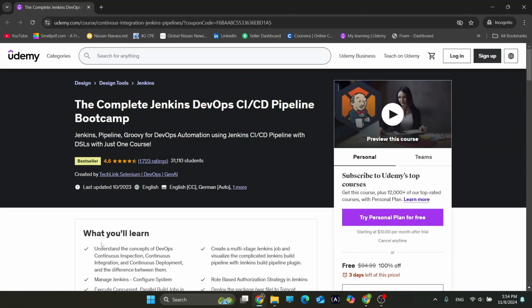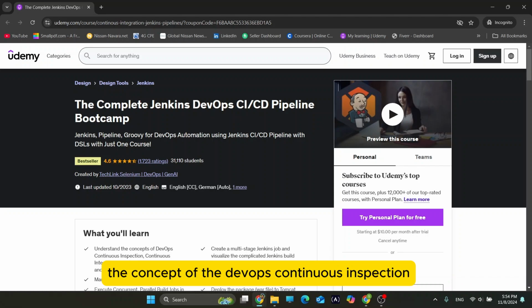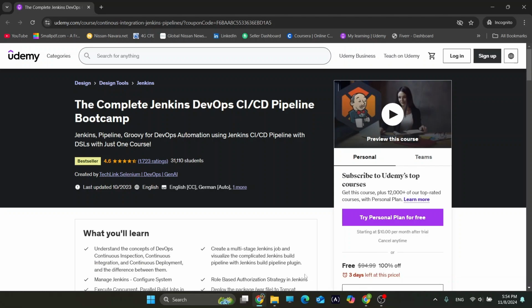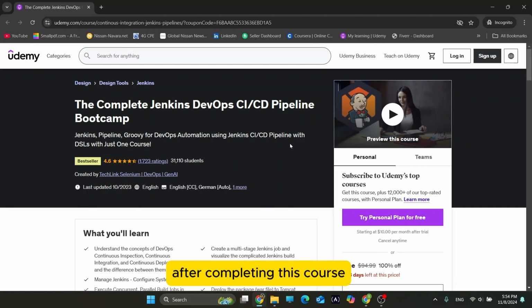What you learn in this course, they mention: understand the concept of DevOps, continuous inspection, continuous integration, and continuous deployment, and the difference between them. You can understand those concepts. And they also mention role-based authorization strategy in Jenkins. So these are some of the skills you can get after completing this course. Let's look at how to get this course for completely free.